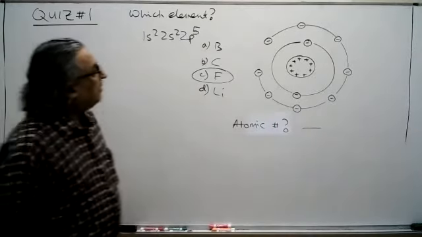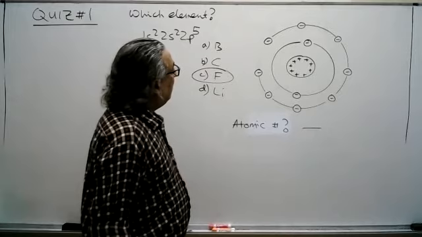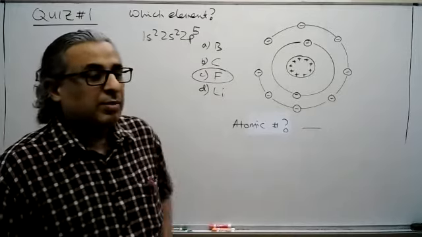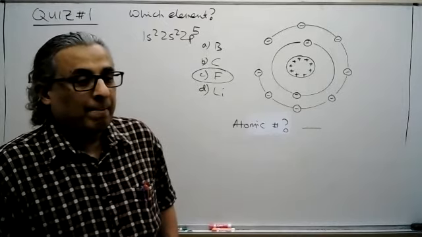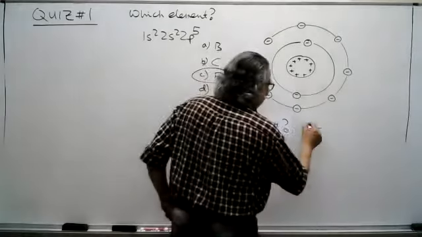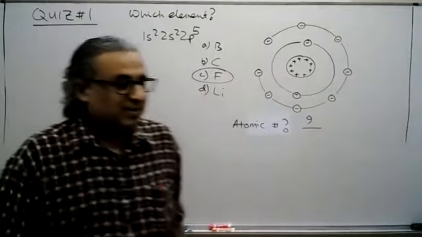Look at the element. What is the atomic number for this element? How do you calculate? 9. There's 9 protons. Okay, one answer is 9. Anybody else wants to prove her wrong?